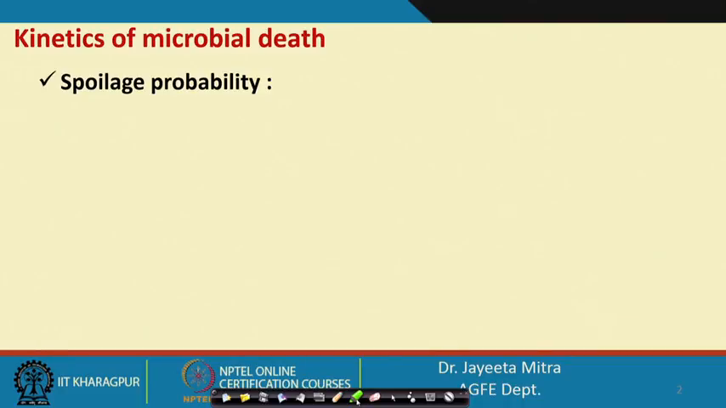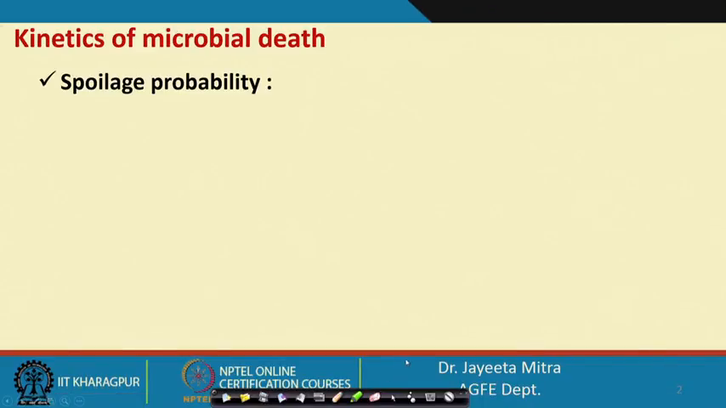So, spoilage probability is very important whenever we want to process a set of cans or any food material, because we want to make the probability always lower than 1, because if it is 1, that means there is a chance of contamination. So, we always want to lower it from the absolute value.